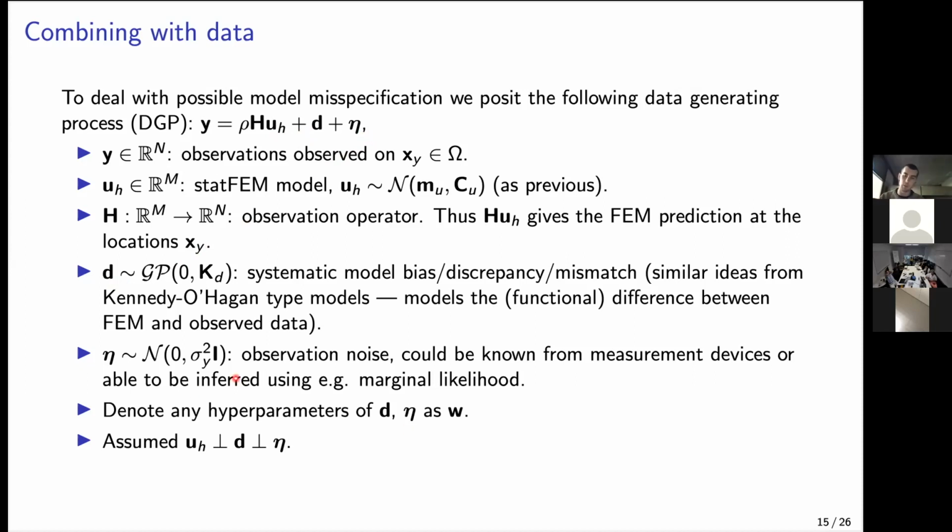This could be from measurement devices or thermal noise in the system or something like this. We can try to infer it using the marginal likelihood, or you can assume that it's known and we know what that parameter looks like. And we're going to denote any of the hyperparameters of D, eta, and rho as W. This is a set of hyperparameters, and we could estimate all of these using the marginal likelihood. And finally, statistically, we're assuming that U, D, and eta are all independent.